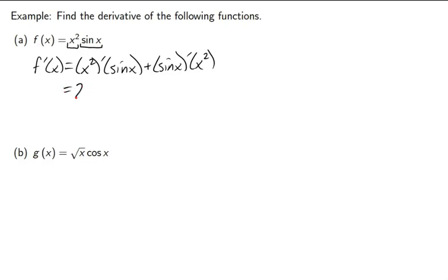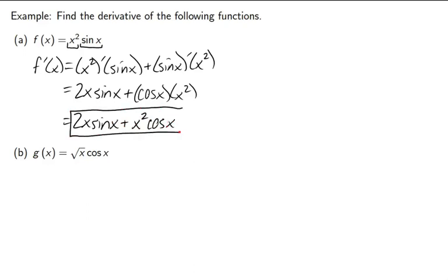Derivative of x squared is 2x. Still have the sine x. The derivative of sine x is cosine x, and that is still times x squared. Just to rewrite this slightly, I'll say 2x sine x plus x squared cosine x. Just make sure that you write out this step when you say those words, and then worry about calculating the derivatives. That makes it a lot easier.